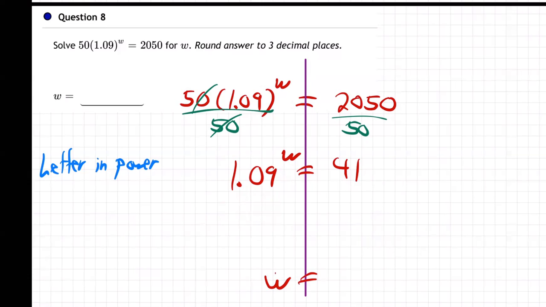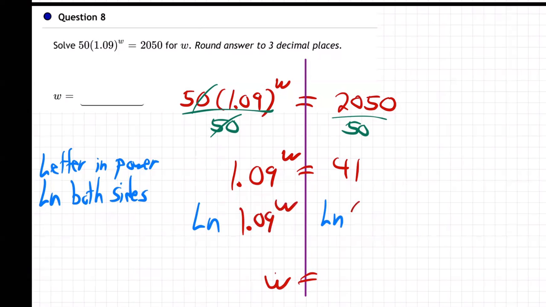You have an equation that has the letter in the power zone. You need to solve for it. When the letter's in power, take the ln of both sides. Now, could you just do the regular log? You totally could. I'm just going to do the ln. I'll do it on the next slide just so it's clear. I'm going to do ln here and ln there. And this is 1.09 to the W. This is 41 equals like that.